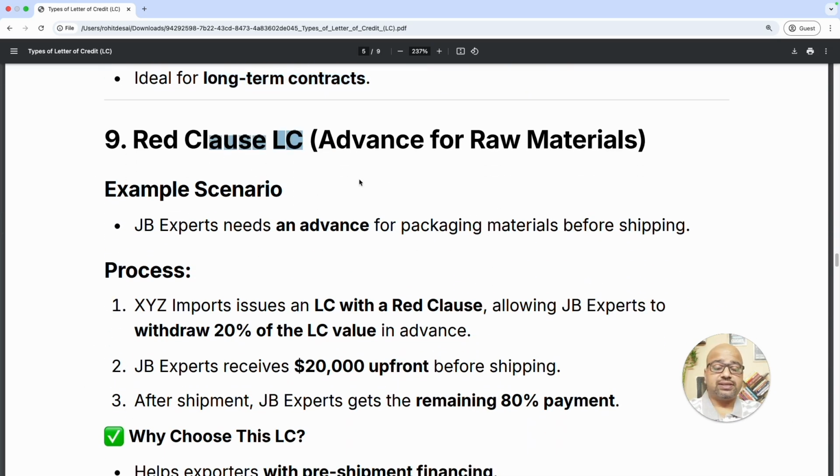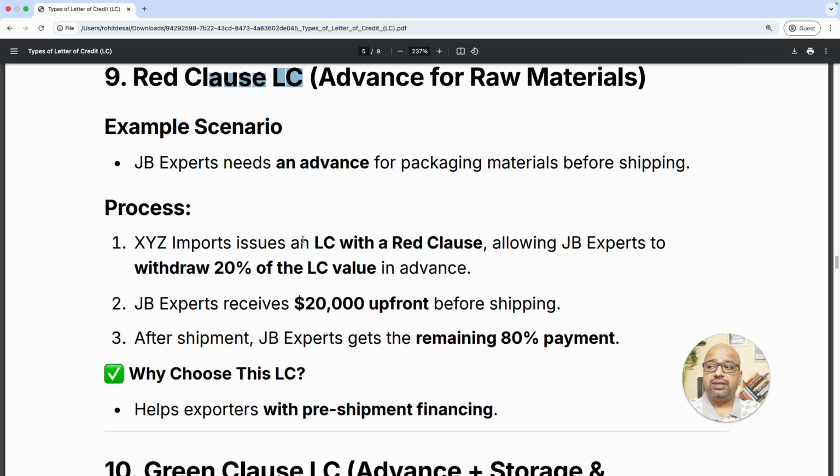Red clause LCs. Can I get an advance payment in this? Yes, you can get it. There is a certain percentage. For example, in this case, XYZ wants to import something. Okay, I'll issue a red clause LC that allows the exporter to withdraw 20% of the LC value. How do I do it? I submit a request letter. It's not a document, I don't call it a document. I call it a request letter to my bank, saying that this red clause LC allows me to take 20%. So I want to take 20% into my bank account.